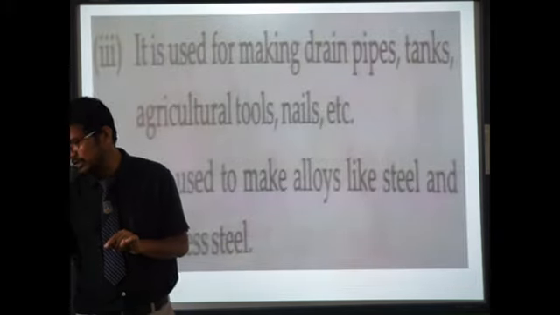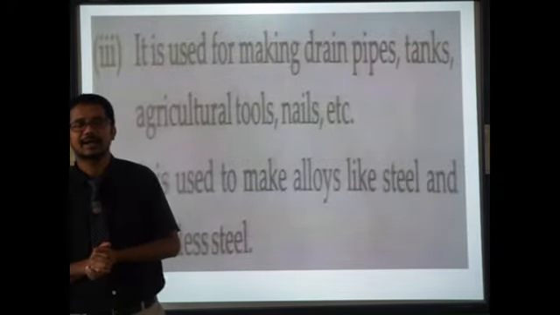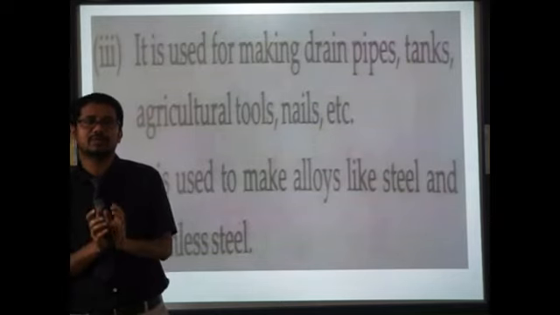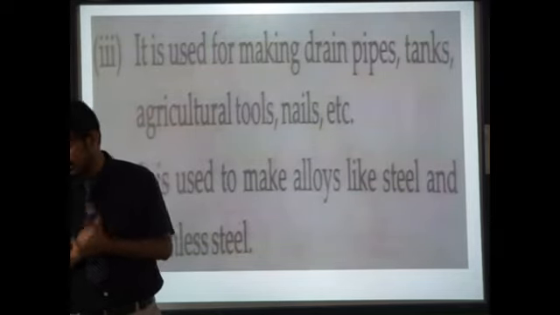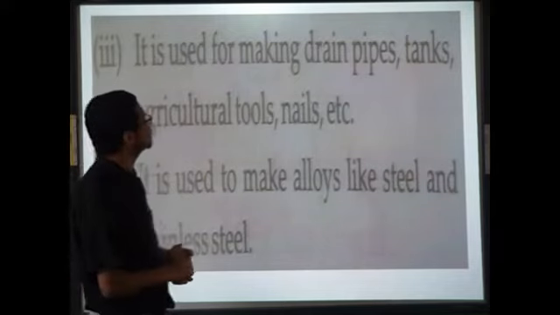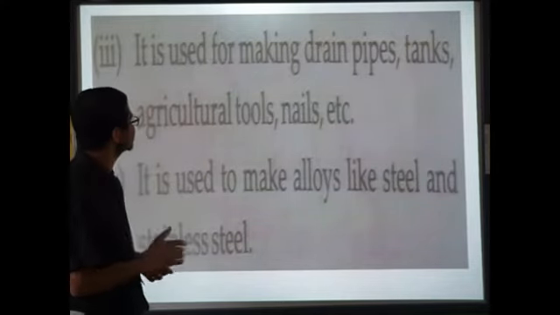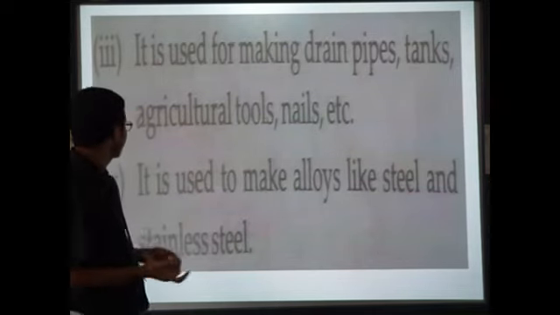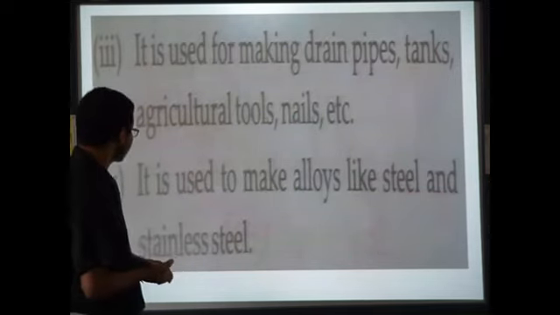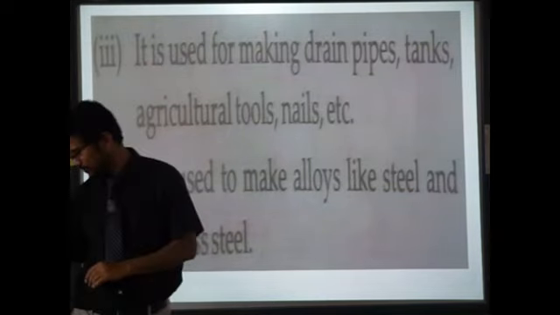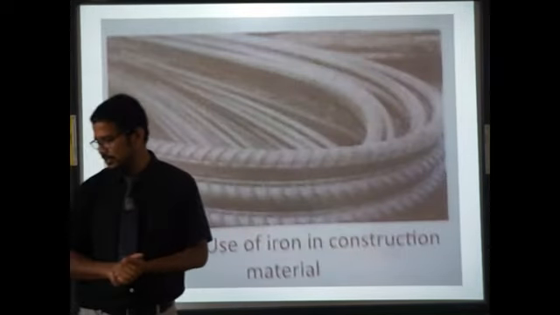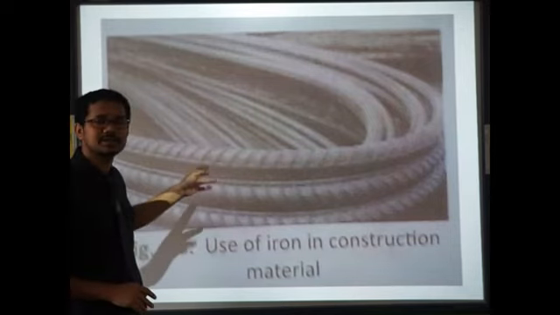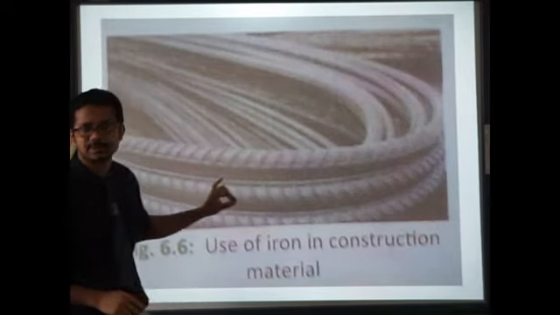Iron is soft. In order to make it very hard, an alloy is formed. Steel is made in order to make iron very, very hard. So it is used for making drain pipes, tanks, agricultural tools, nails, etc. It is used to make alloys like steel and stainless steel. Then you can see use of iron in construction material. Iron bars are used in construction projects.